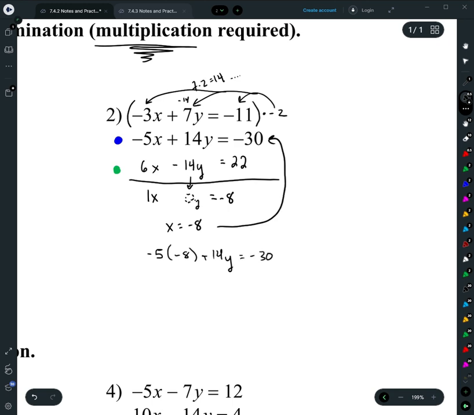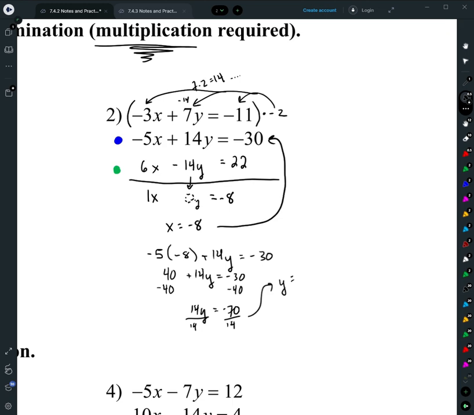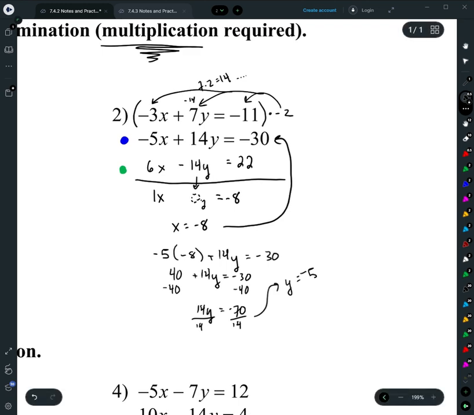This is 40 plus 14y equals negative 30. And subtract 40. Don't be afraid of some big numbers. 14y equals negative 70. And dividing by 14, y equals negative 70 divided by 14, or negative 5. All right, so what we have is negative 8 and negative 5.